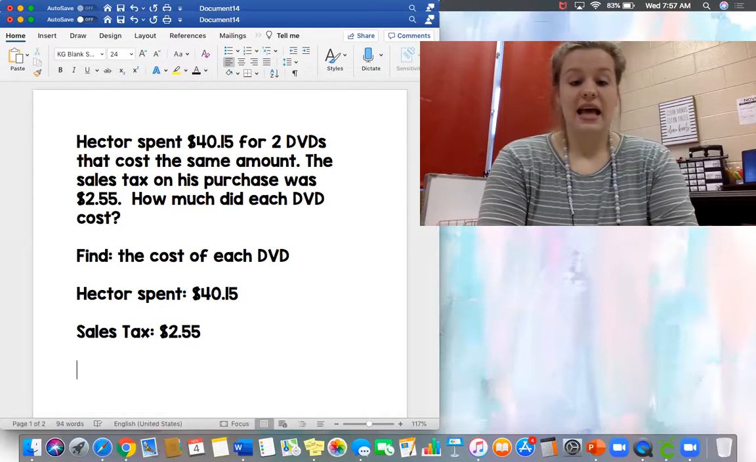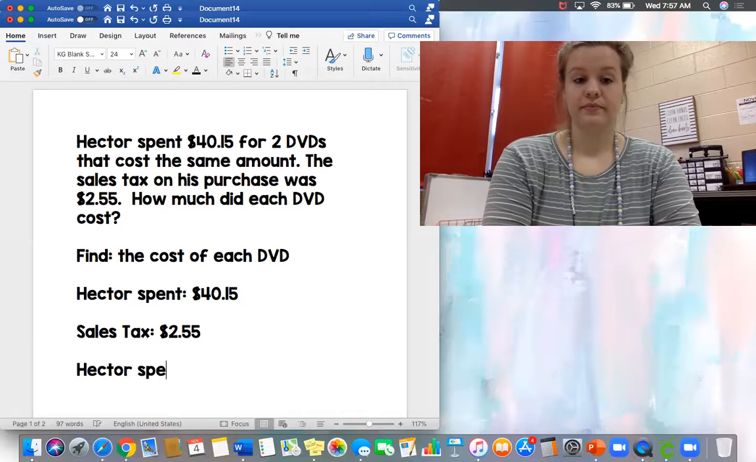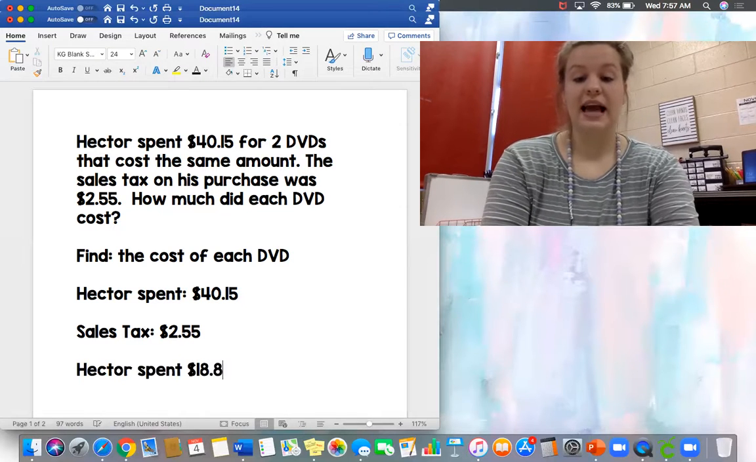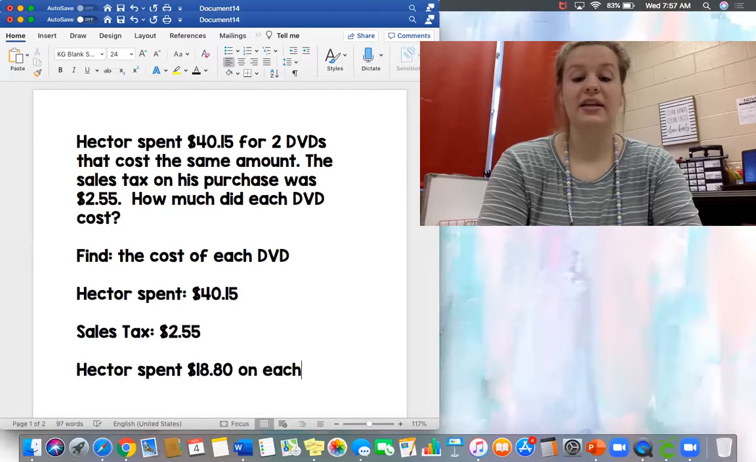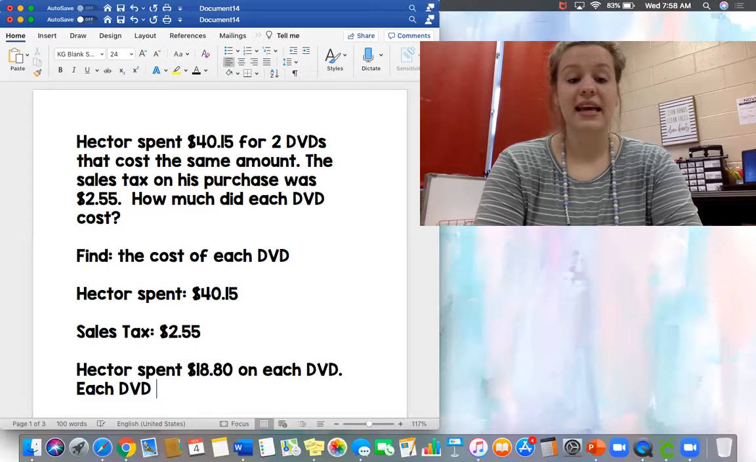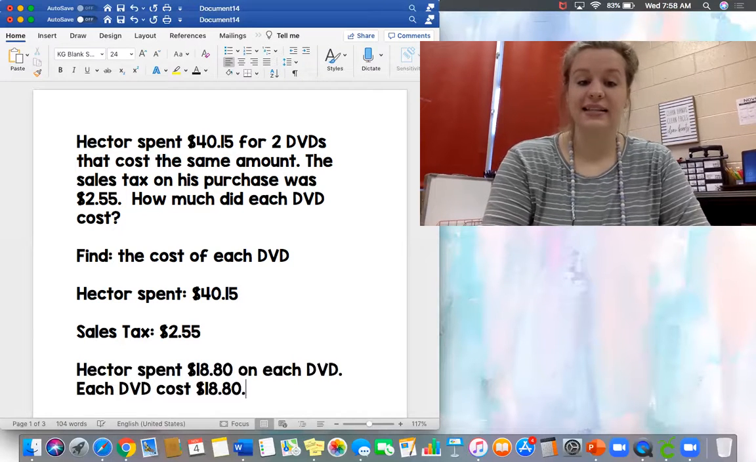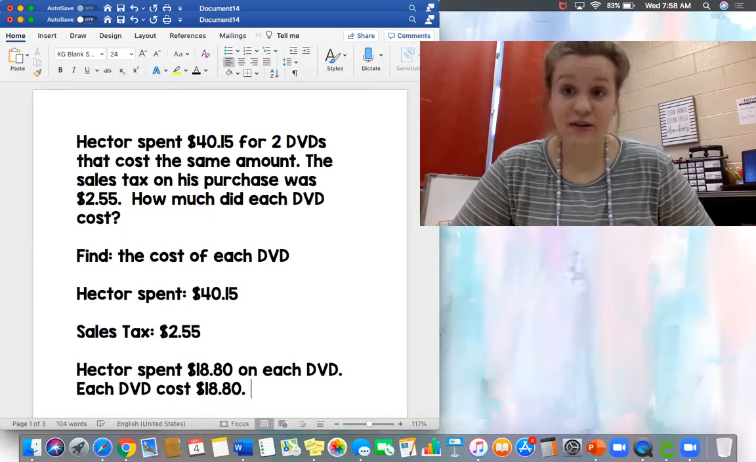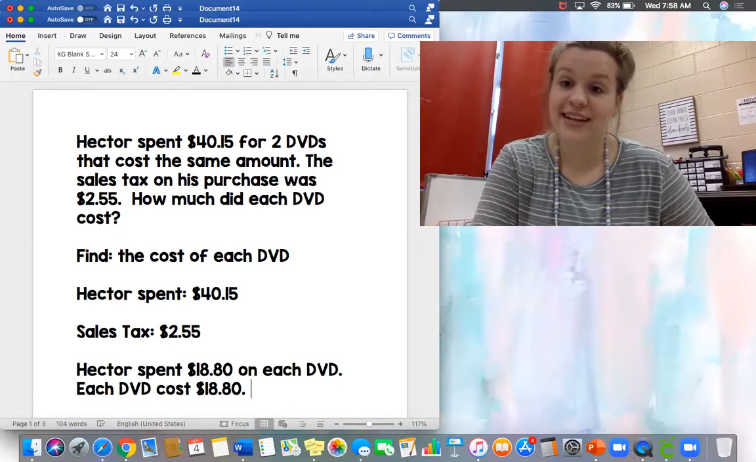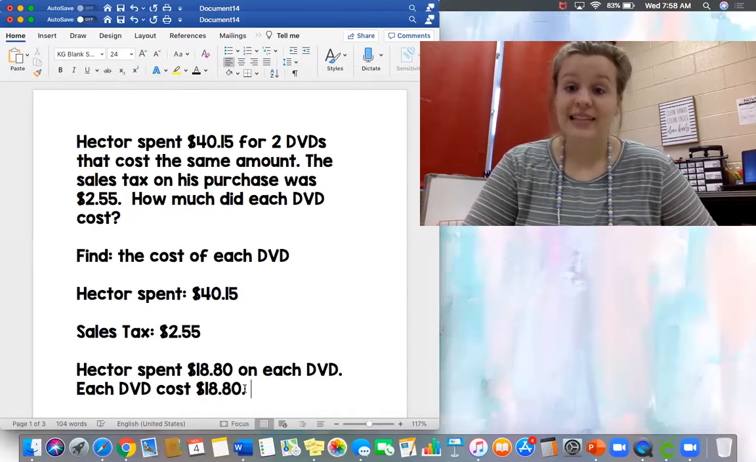So if I were writing this on a test and it wanted it in a sentence form, I would say Hector spent $18.80 on each DVD. You could also say each DVD cost $18.80. Either of those would be perfect for a sentence as your answer because you're reframing the question and giving me your answer. But those were multiple steps that we had to take to get to that answer.